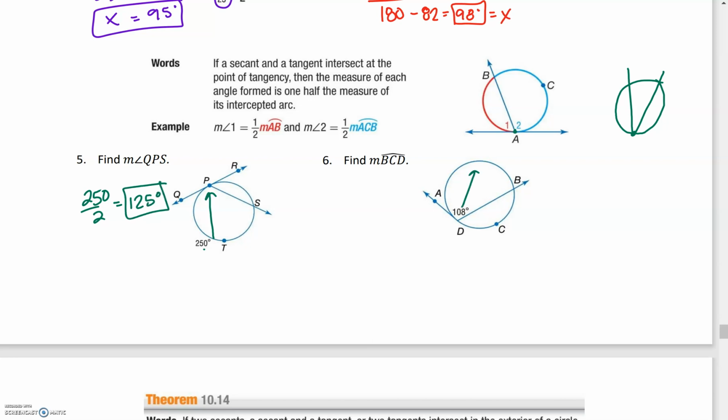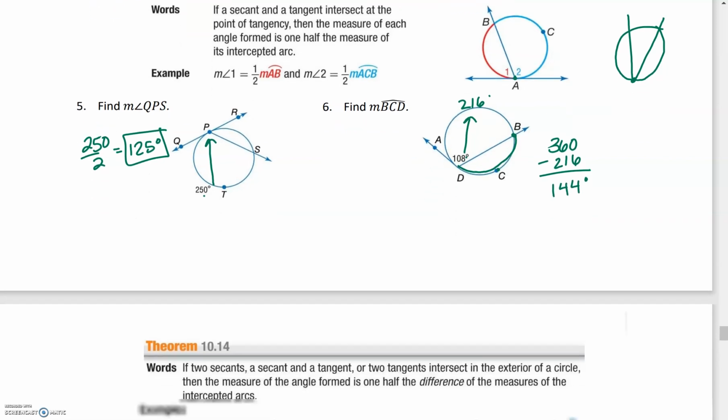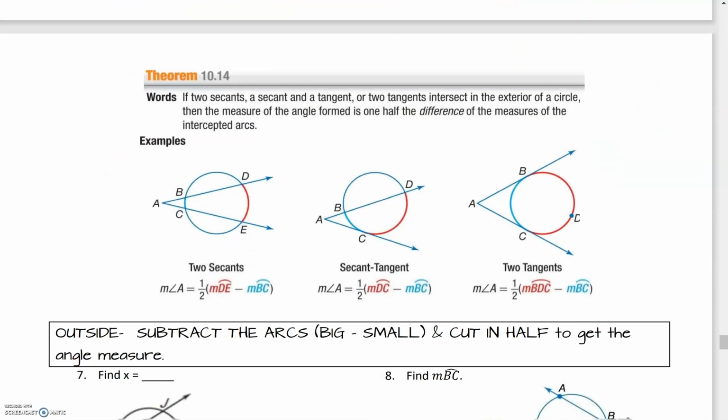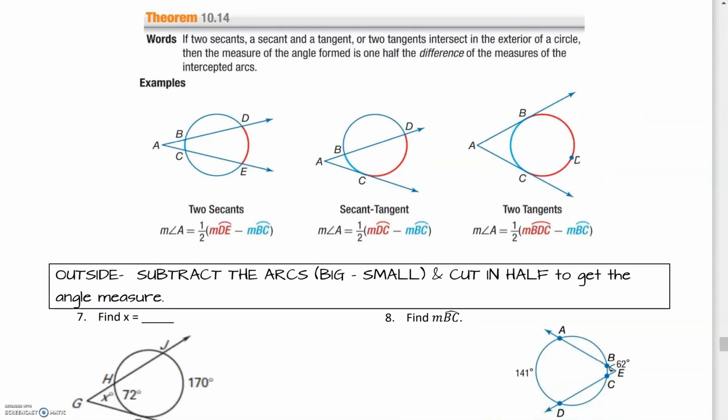This one, actually let's figure out what arc BCD is. So this one right here is actually the rest of the circle. Let's figure out what this arc is. We're going to double that, so that's 216. And then the whole circle being 360, we subtract the 216 to figure out what this arc is, which would be 144 degrees. So making sure we pay attention to what they're asking. It's not always what we think it might be.